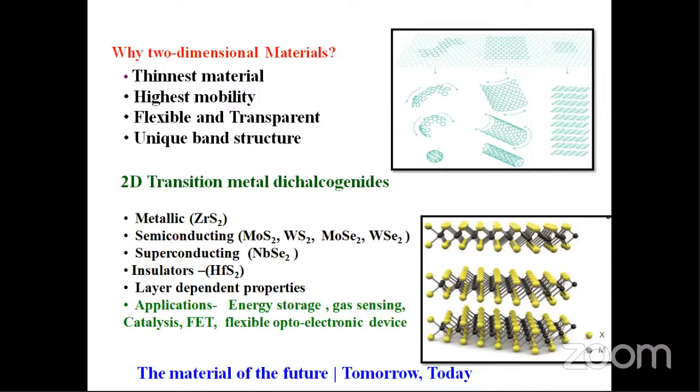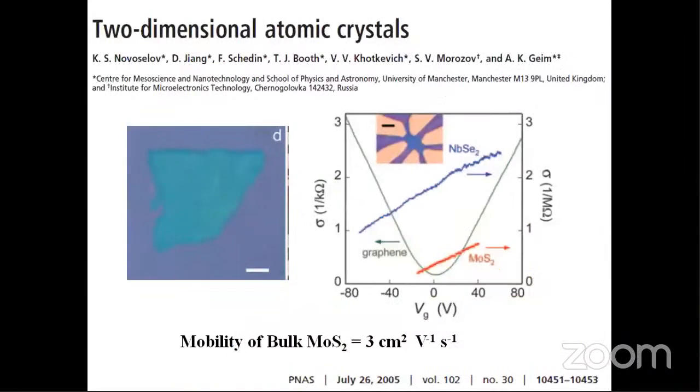As we know, two-dimensional materials are among the thinnest materials and also have the highest mobility. Graphene has nearly 10^5 centimeter squared per volt per second, a very good mobility. This two-dimensional material also has very good mobility compared to silicon and other materials.